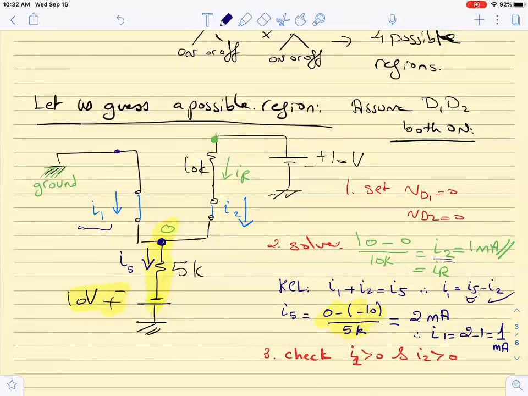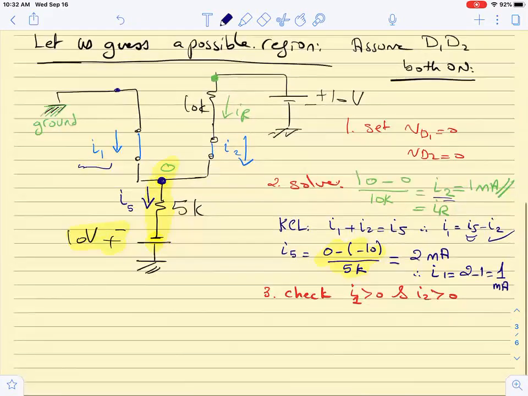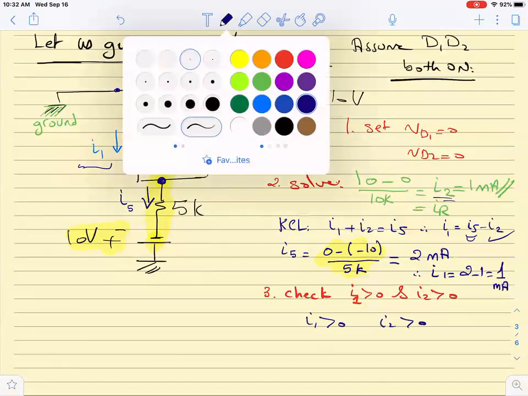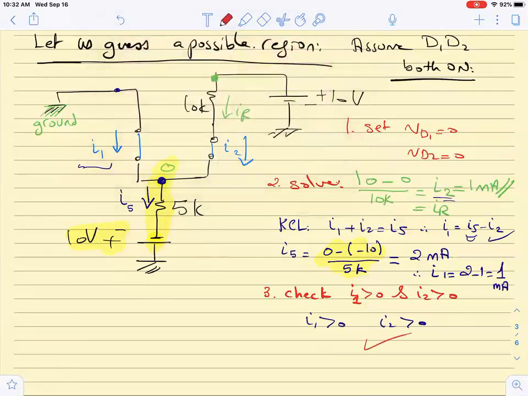Okay. That's clear. Okay, thank you. And therefore we check. So yes, I1 is positive and I2 is positive, and therefore we accept our assumption. Okay, we accept the solution that we came up with. Okay, excellent.